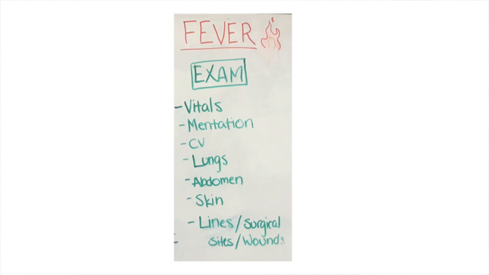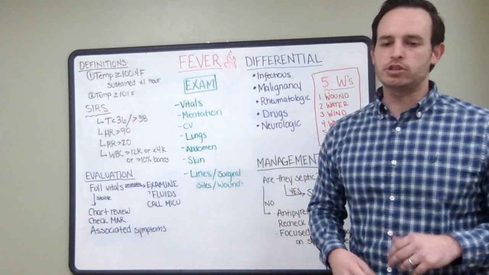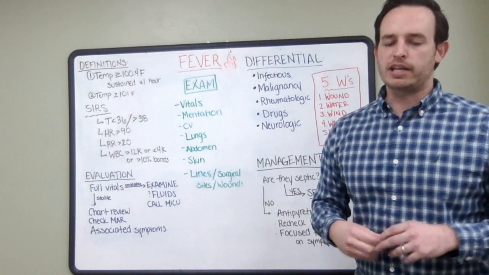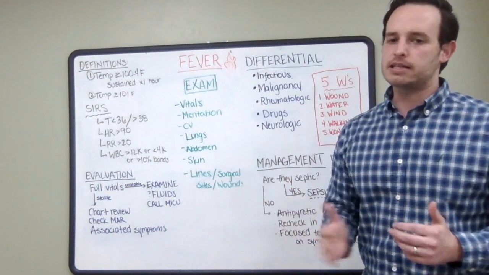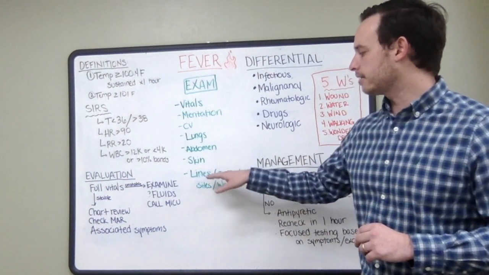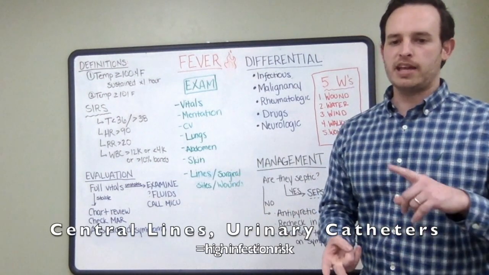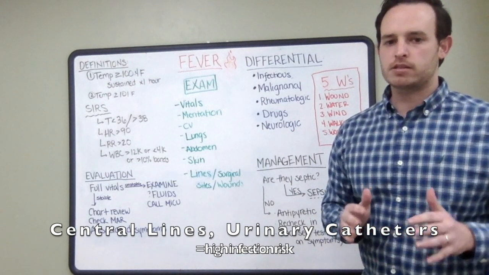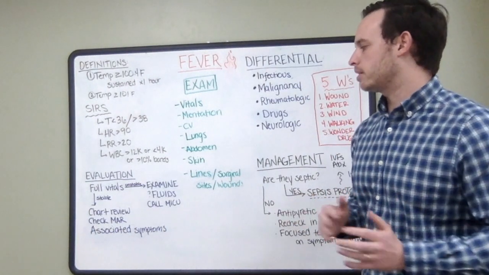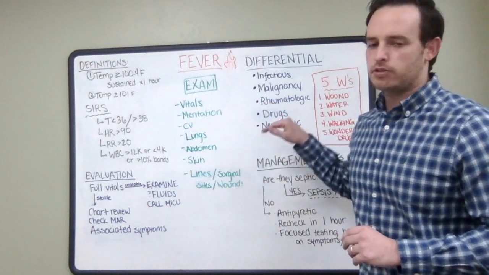Abdomen, have they recently had a surgery? Is their abdomen tender? Is there any erythema along surgical sites? Again, that kind of goes into the skin as well. Do you have any concern for cellulitis, abscesses with purulent discharge? Doing a good skin exam is very important. And then finally, lines, surgical sites, and again, any wounds. If they have central lines, if they have catheters in place, these are high risk ways for you to get bacteremia, get infections. And so your examination early on will speed up your differential and your management.